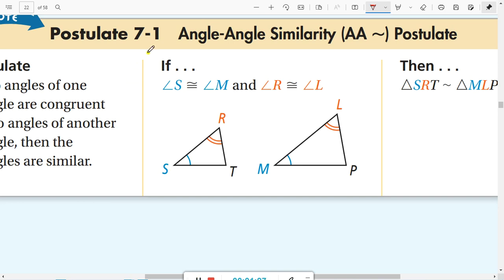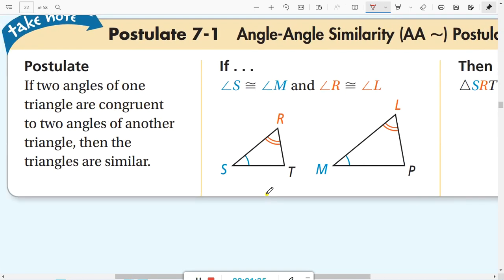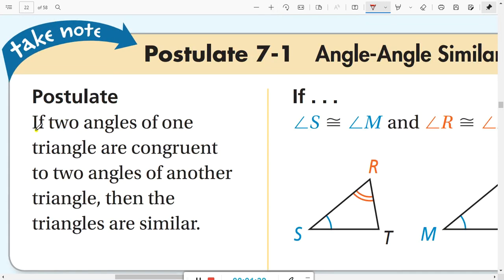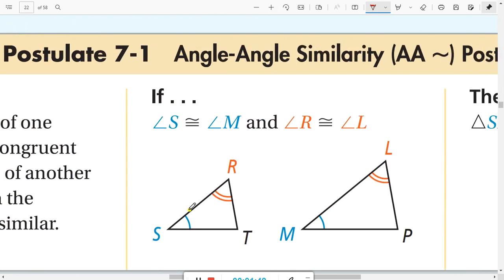Okay, Postulate 7-1, angle-angle, or AA similarity. Okay, this is the most common one, and especially most common on the SAT. Okay, if two angles of one triangle are congruent to two angles of another triangle, then the triangles are similar. So if you can match two pairs of angles congruent, then we know the triangles are similar.